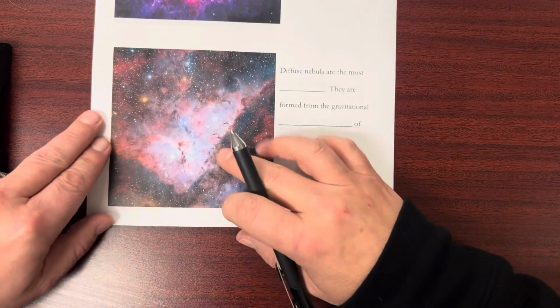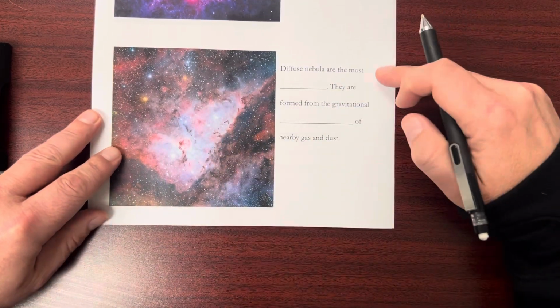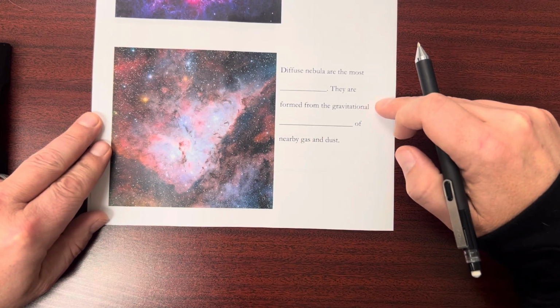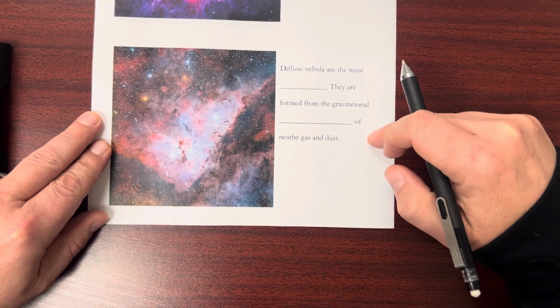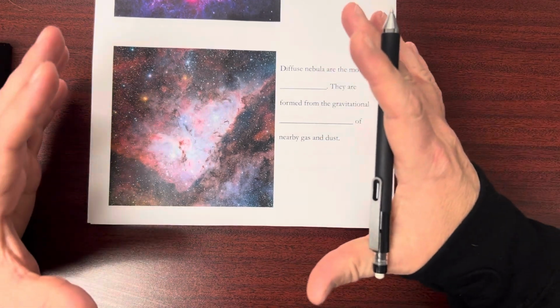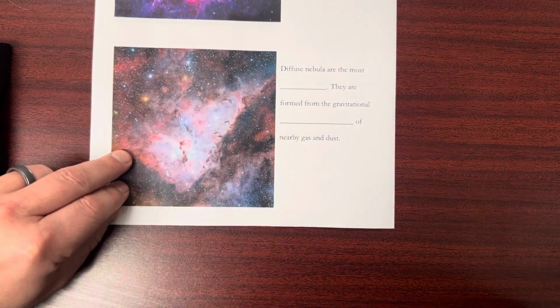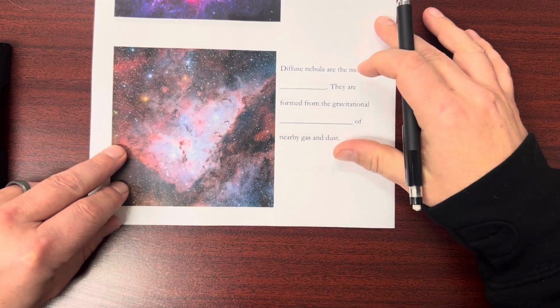Okay, we come down here. This is an example of a diffuse nebula. Diffuse nebula are the most common. They are formed from the gravitational attraction of nearby gas and dust. So the gas and dust slowly starts to come together, and these are huge. These are areas that are the size of our local stellar neighborhood.